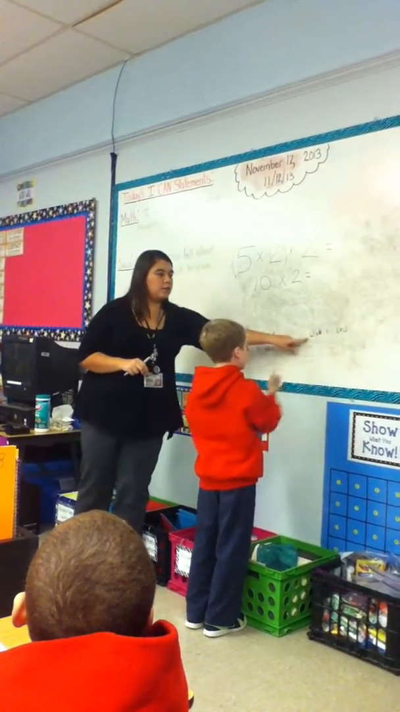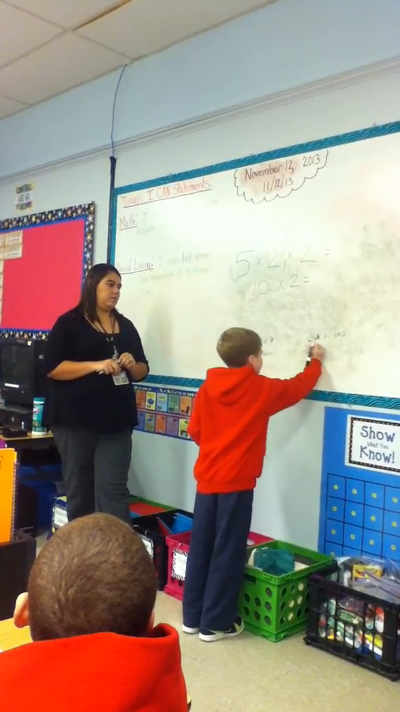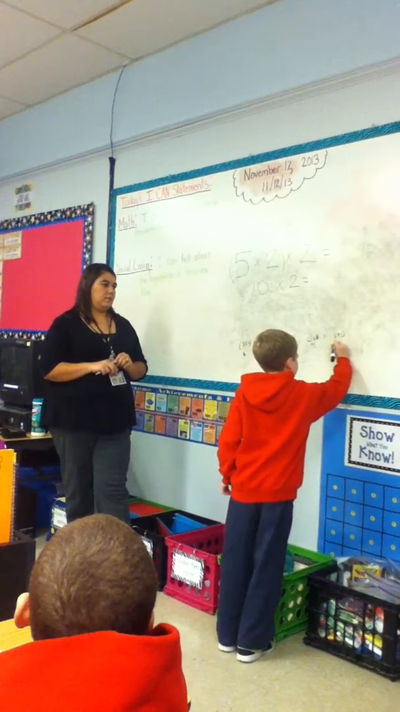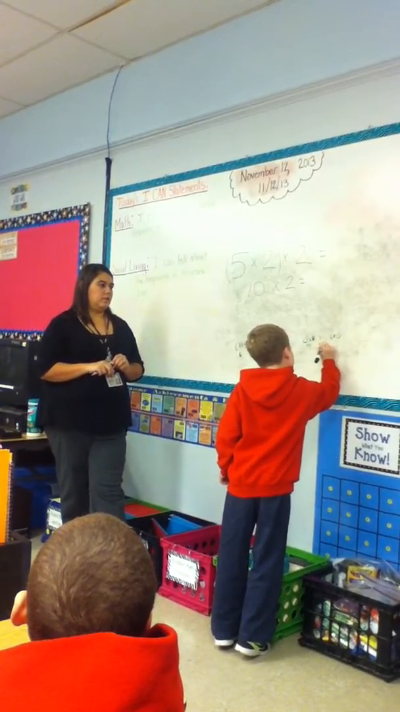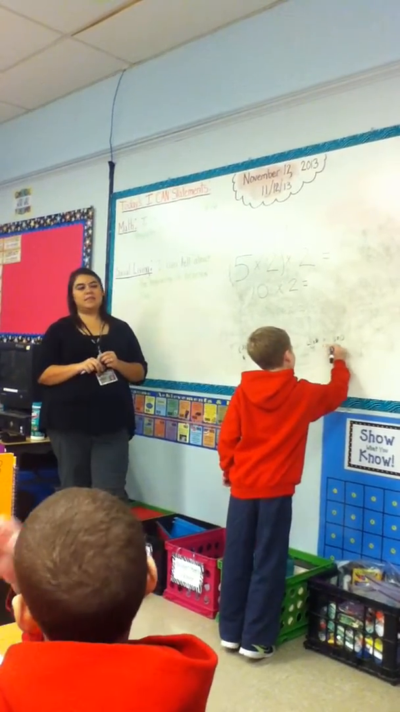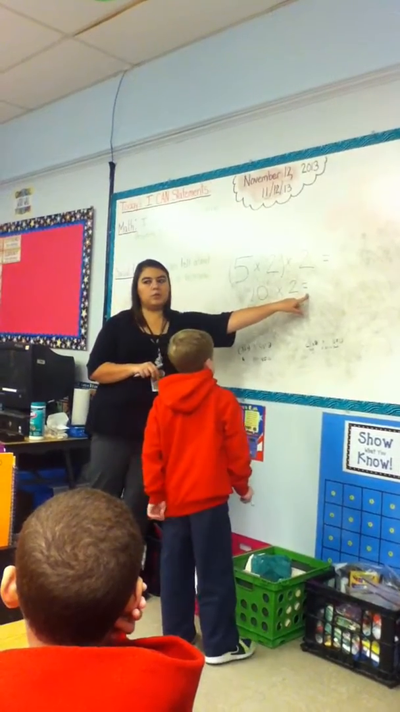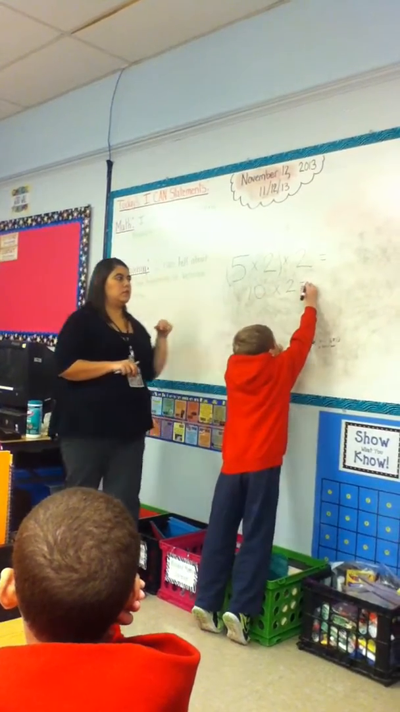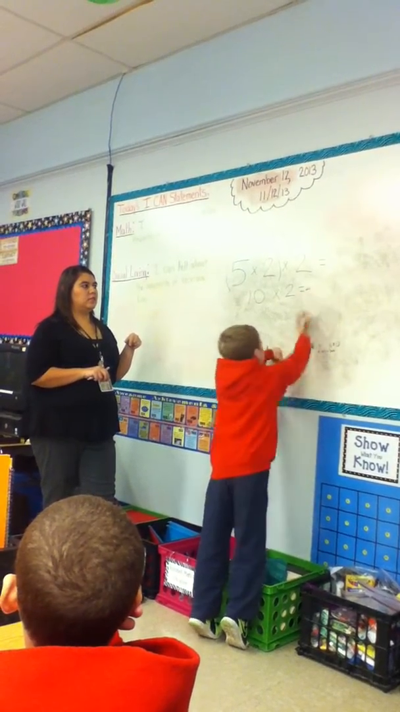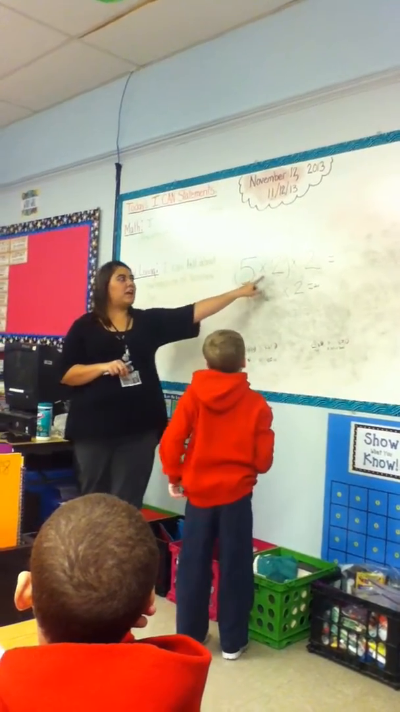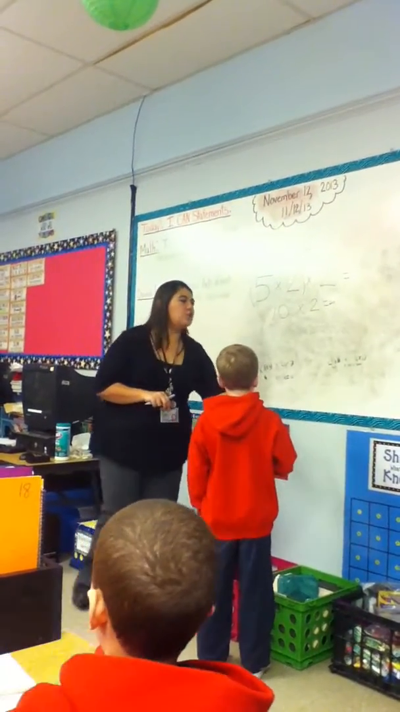Okay, Sean, what's 5 times 2? Beautiful. What's 10 plus 10, class? 20. So 10 times 2 equals 20. Beautiful. So 5 times 2 times 2 is 20. Thank you, Sean. You can go have a seat.